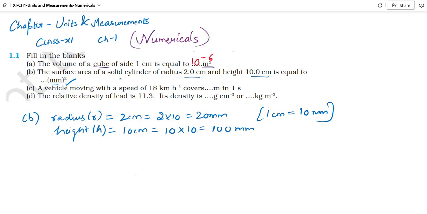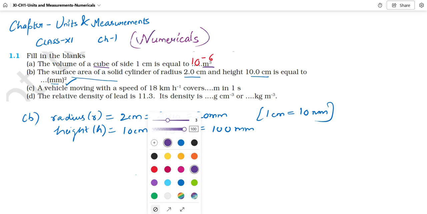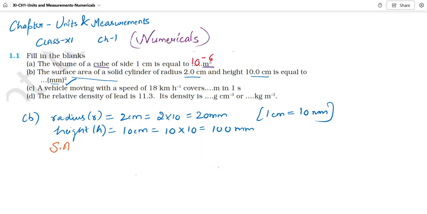Now, to solve this particular part, we need to know the formula of the surface area of a solid cylinder. I hope you remember that. When they say surface area, we will take the entire surface. The solid cylinder is of this form, right?